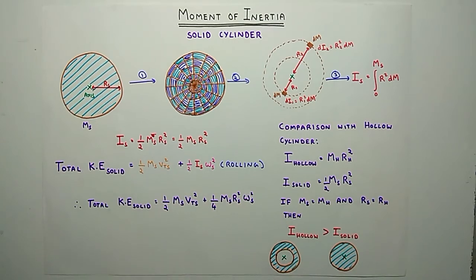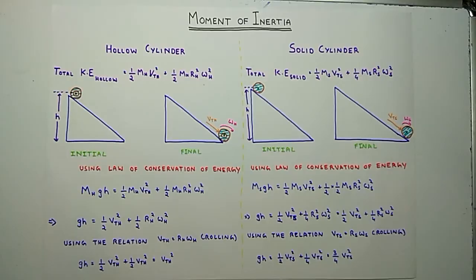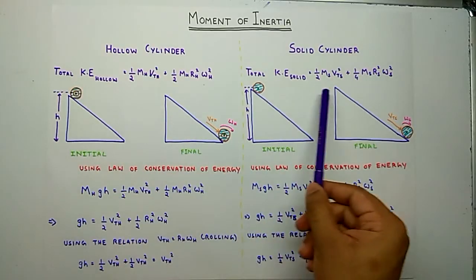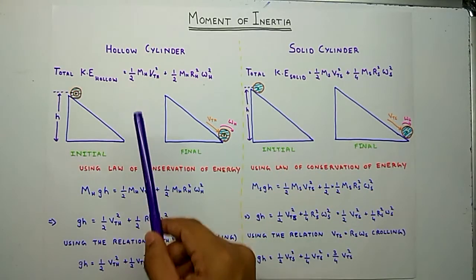Now, coming back to our experiment, our solid cylinder also undergoes rolling motion. So as it reaches the bottom of the plank, it will have a total kinetic energy given by half Ms vts squared plus half Is omega s squared. Here, this is the translational kinetic energy and this is the rotational kinetic energy. Substituting for Is, we get total kinetic energy equal to half Ms vts squared plus 1 by 4 Ms Rs squared omega s squared. Now, so far we have the following two results. Let us apply the law of conservation of energy.